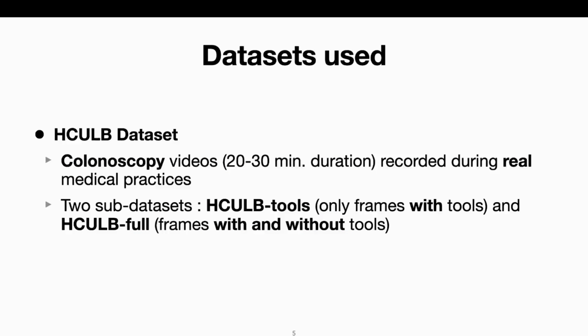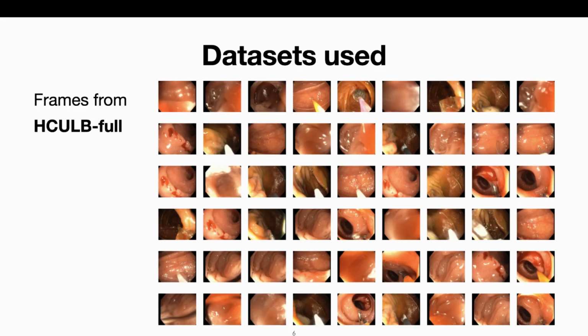The third dataset, HCULB, is made of frames from various colonoscopy procedures recorded during medical practices within the Endomapper projects. It contains frames both with and without tools and can be divided into 2 sub-datasets, HCULB tools with frames with tools, and HCULB full with frames with and without tools. Here are some frames from the HCULB full sub-dataset.